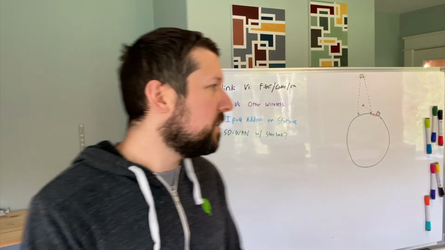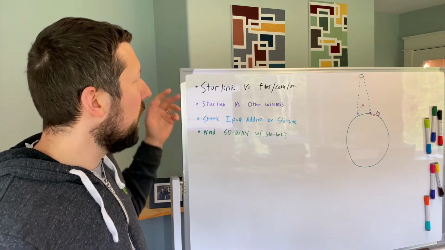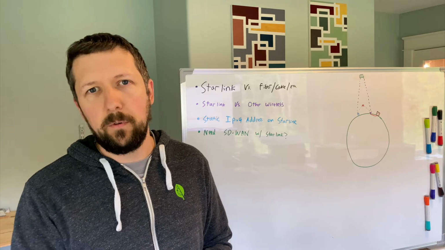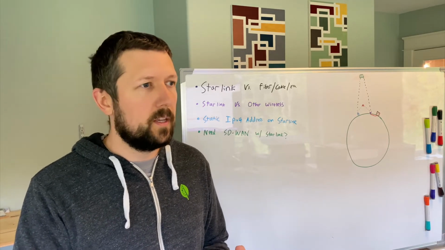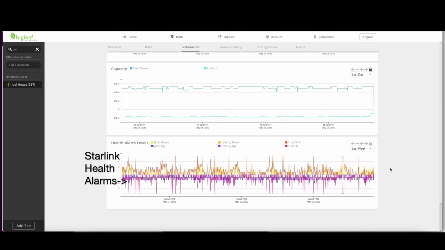I want to address a few questions I think might be running through folks' minds. First, how do I think about Starlink versus most landline type circuits, fiber, cable, DSL, that kind of thing? And I think the health alarm data we can see is really useful to know how these comparisons sit. If I was to go pull up another customer site, which I'll do here.